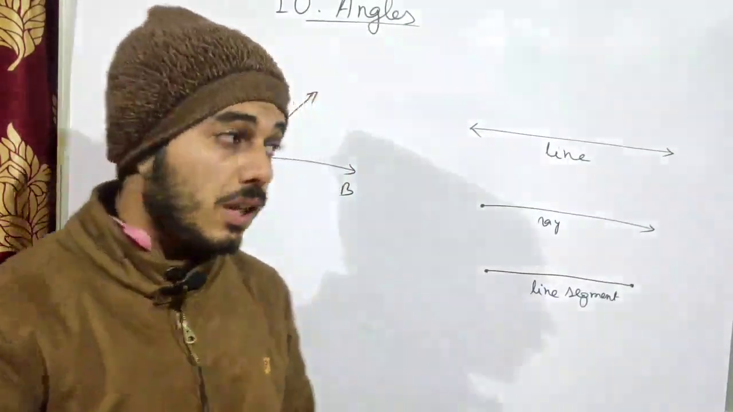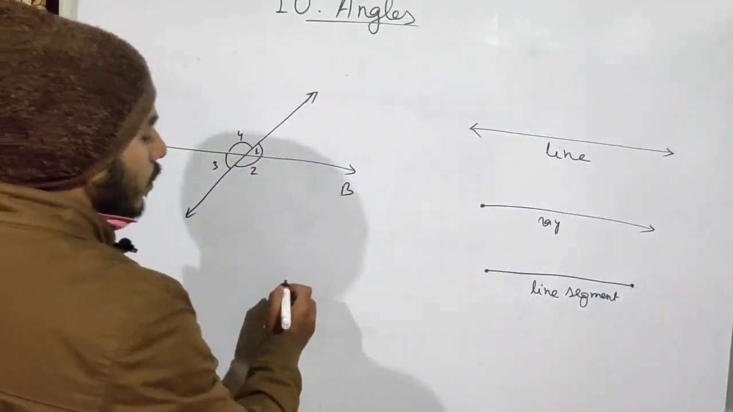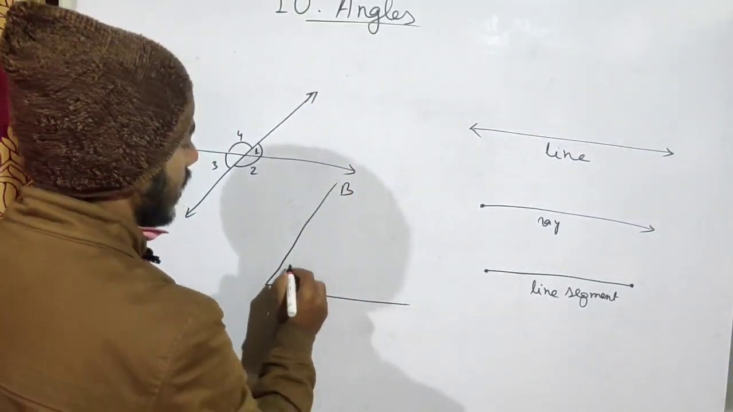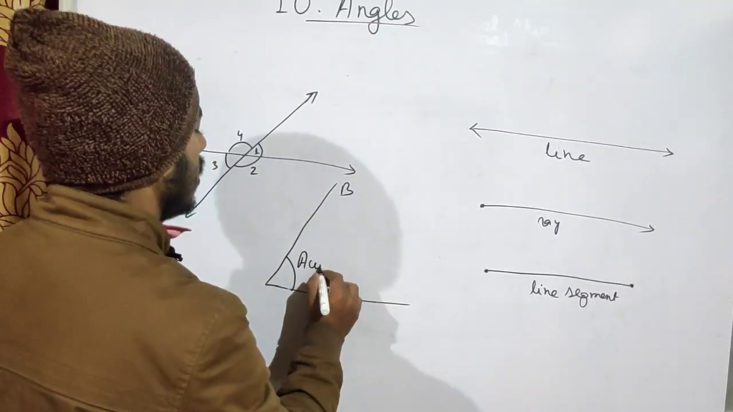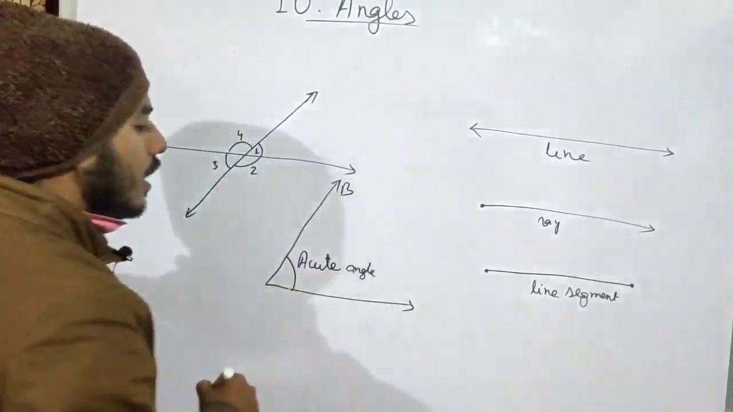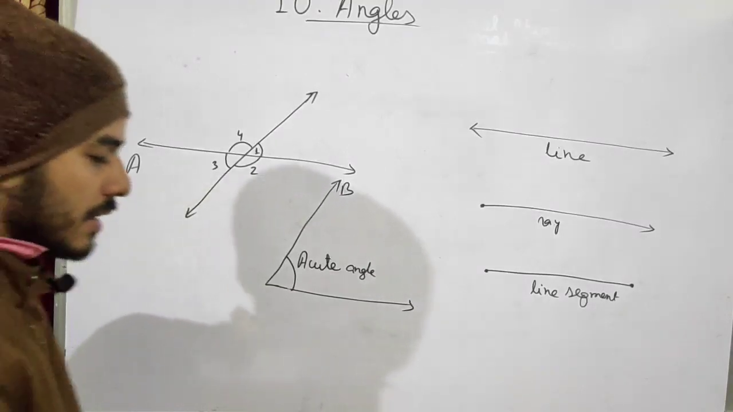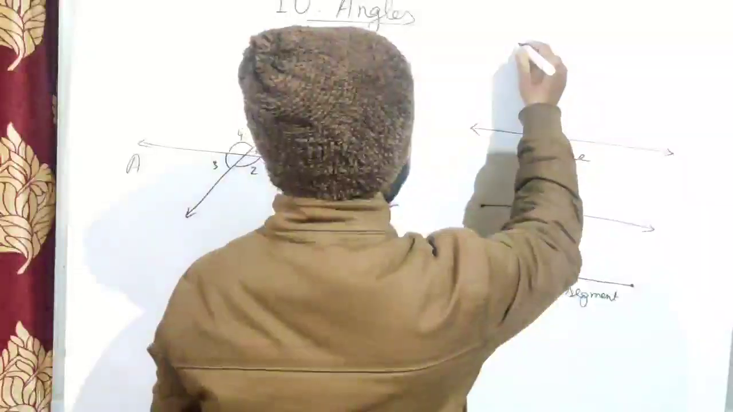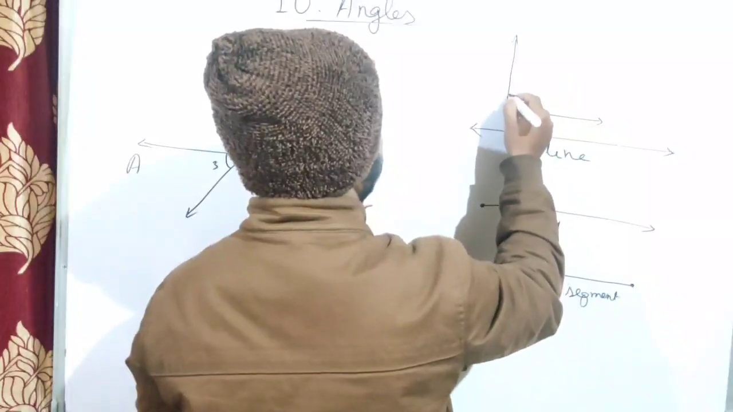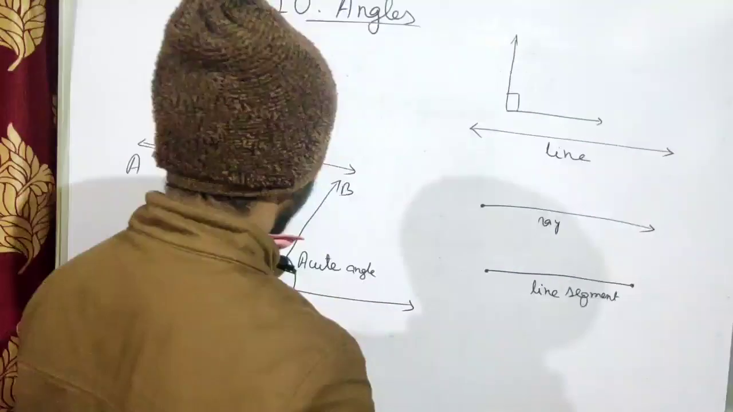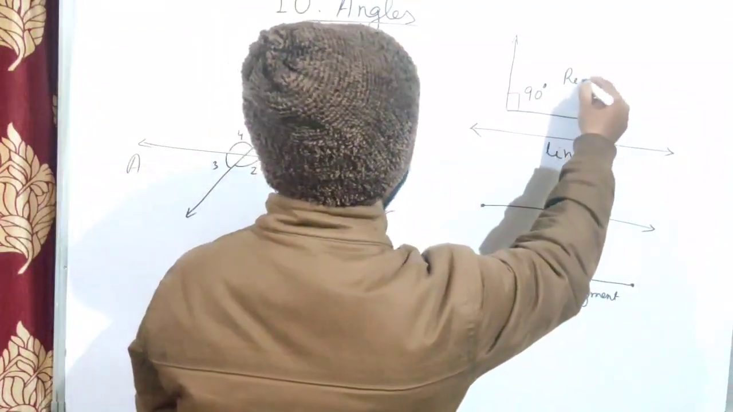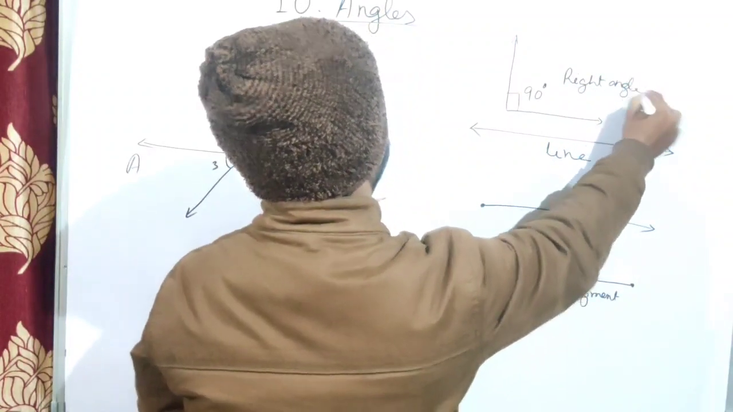First one is acute angle. What is an acute angle? When an angle is less than 90 degree, like this, then this angle is known as an acute angle. Clear? When an angle is exactly 90 degree, that means like this, a line will be perpendicular on the other line. This angle is known as 90 degree. This is known as a right angle.